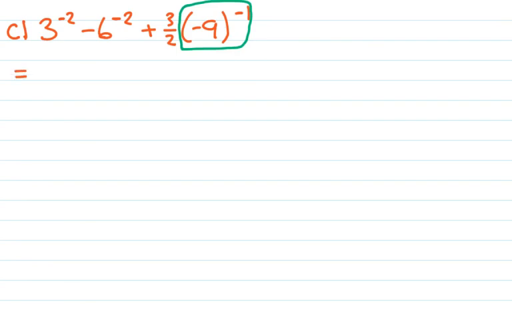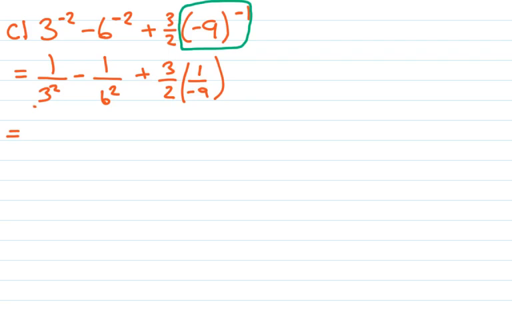So I'm going to go through and start to simplify. The first thing I'm going to do is get rid of those negative exponents, just because there aren't any numbers that have the same base, so I can't start combining exponents. So I would do 1 over 3 squared minus 1 over 6 squared plus 3 over 2. And then I have negative 9 to the power of negative 1. And that's the same as 1 over negative 9.